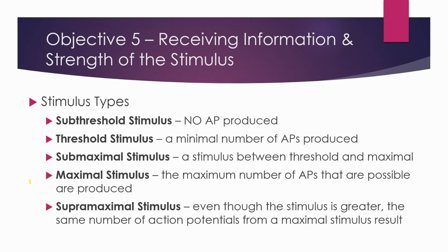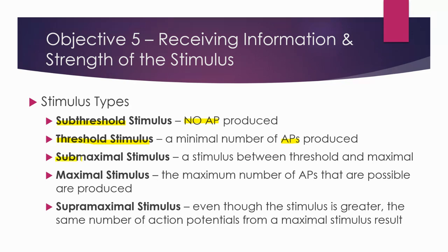All right, so we can classify these different stimuli depending on their strength and how many action potentials they are creating. So we've already talked about subthreshold. Remember that sub means below. So subthreshold are below threshold, which means no action potential. The threshold stimulus is going to meet that minimum, but it's not going to produce a tremendous amount. Okay, it will produce action potentials though.